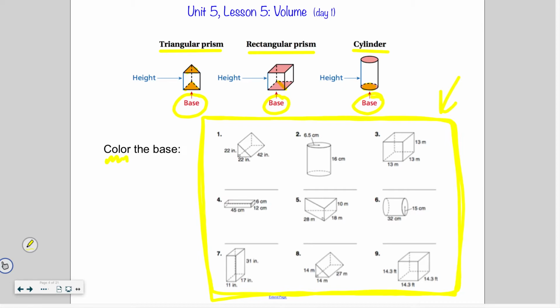If you're not sure what that looks like, basically what I'm looking for is to color in that triangle. That's the base. You could color in the other one over there as well, but you don't really have to, just to understand what its shape is. The base of this cylinder here is a circle. Go ahead and do that for all of them.